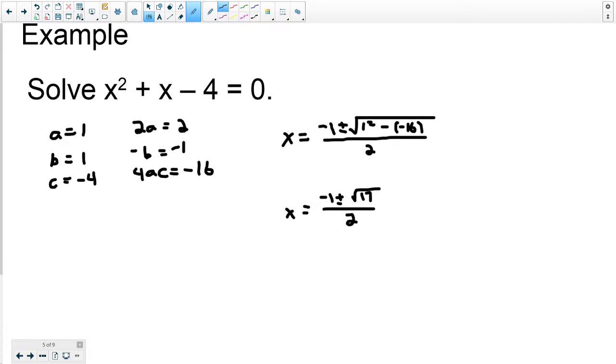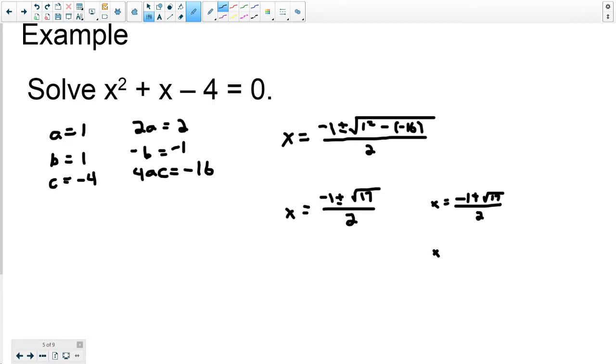Now, I'm going to go further, and here's how. I'm not actually going to do negative 1 divided by 2. I can't do that. And I can't actually take the square root of 17, so we're going to leave it like this. X is equal to negative 1 plus the square root of 17 over 2.